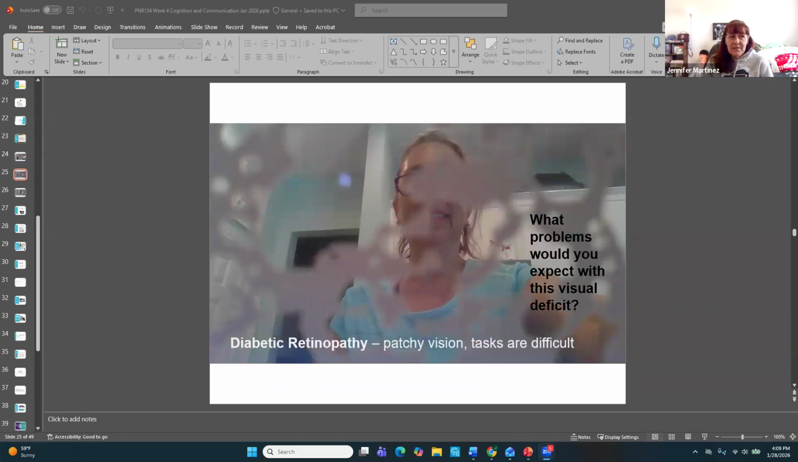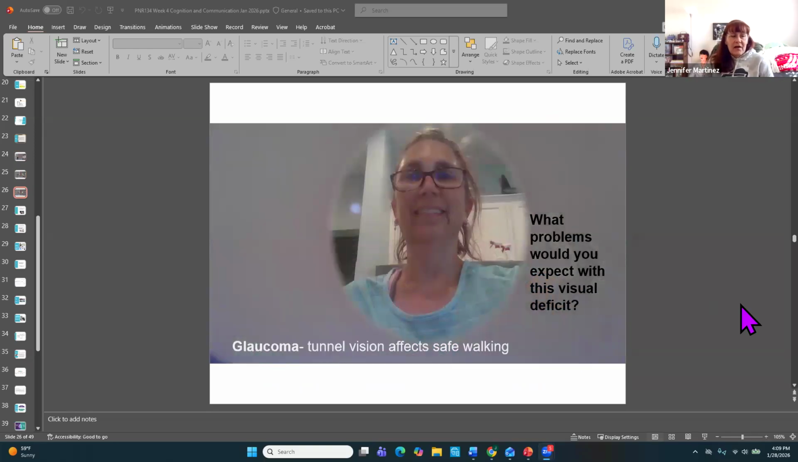What about this? This is what diabetic retinopathy looks like. With diabetic retinopathy, they have patchy vision. So look, even doing some of your ADLs could be very difficult if this is what your vision looked like.